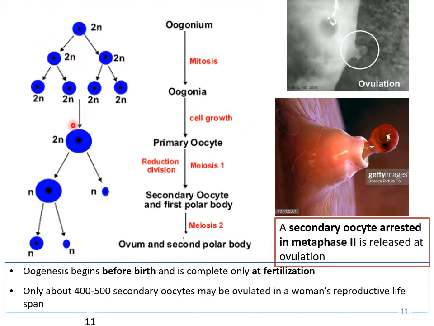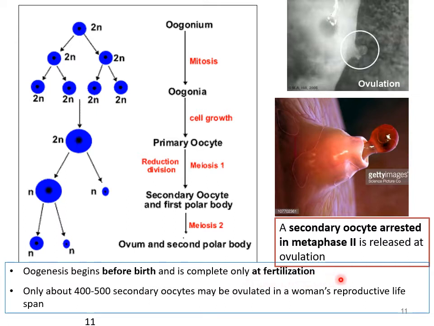Let's see further. So this explains it simply. All oogonia, all this before birth, primary oocyte, then at puberty undergoes reduction division to form secondary oocyte with n number of chromosomes and first polar body. But remember, this is double the amount of DNA. Now that will undergo meiosis 2, which is like mitosis. So you get the ovum and second polar body. But remember, this is formed only at fertilization.